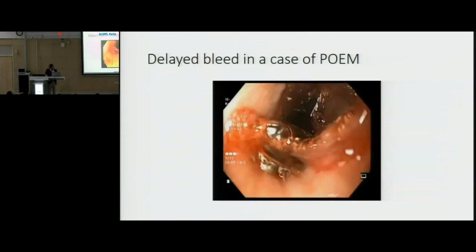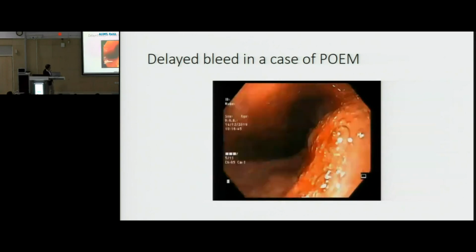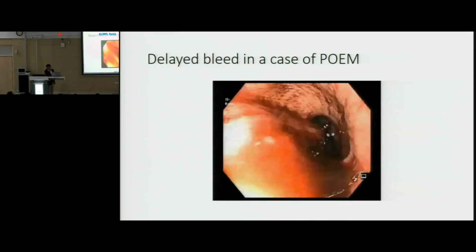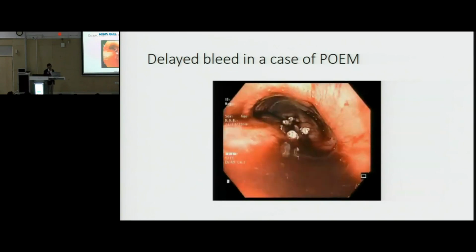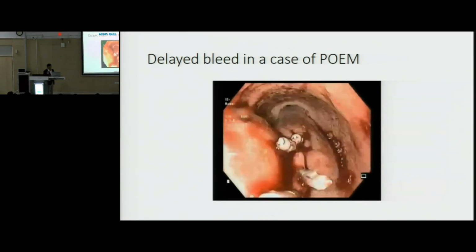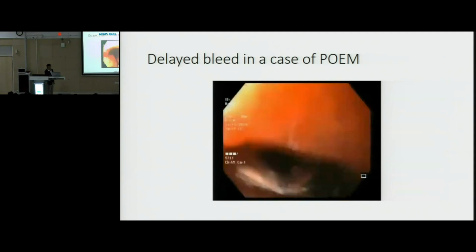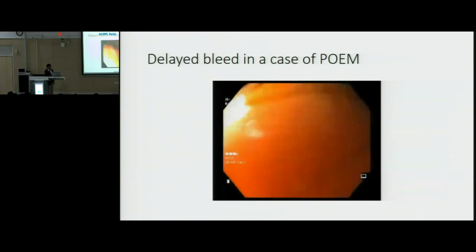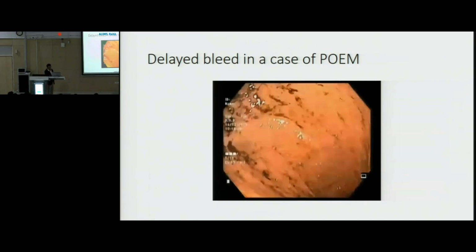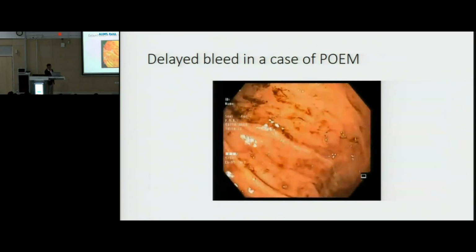So this is one of my patients who had a delayed bleeding. As you can see, this POEM we had done in the morning, and at night my resident called and said the patient had a hematemesis. So that's the nightmare in a patient of POEM if they have hematemesis, what to do. We didn't do anything at night because the patient was hemodynamically stable and the hemoglobin also didn't drop much.